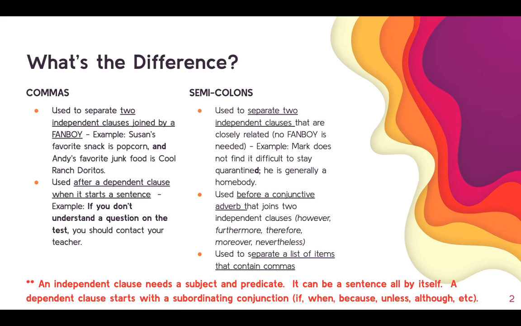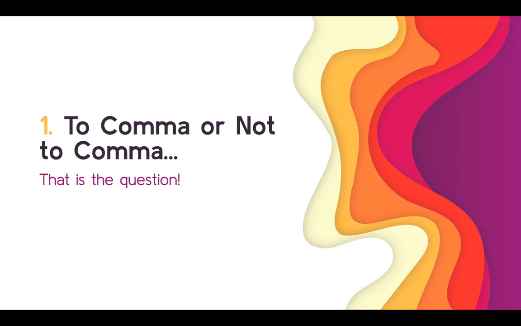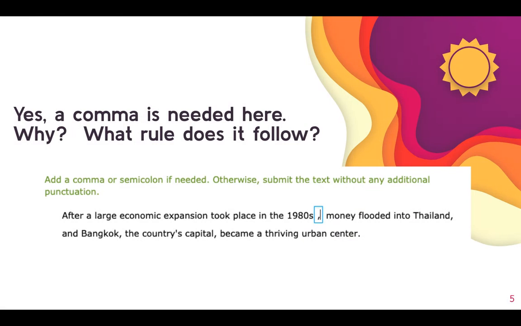And please note at the bottom, again, the difference between independent clause and dependent clause. They both need a subject and predicate, but we have those subordinating conjunctions that start a dependent clause, and that's when certain punctuation may be used. So we're going to look at a few different examples, starting with the comma.